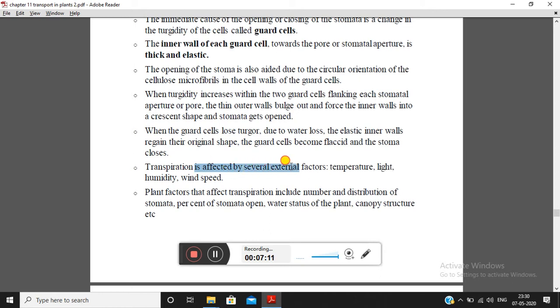Transpiration is affected by several factors such as temperature, light, humidity, as well as the wind speed. Plant factors that affect transpiration include the number of stomata, distribution of stomata, percentage of stomata which are open, water status of the plant, as well as the canopy structure. Canopy is the arrangement of branches in the case of trees. How the branches are arranged in the trees and how they form a canopy structure also affects the rate of transpiration.